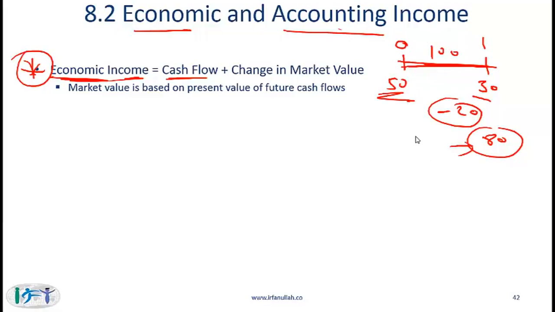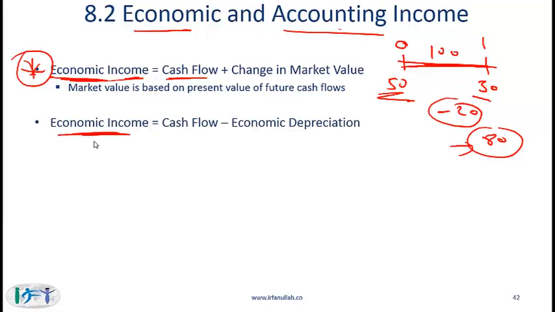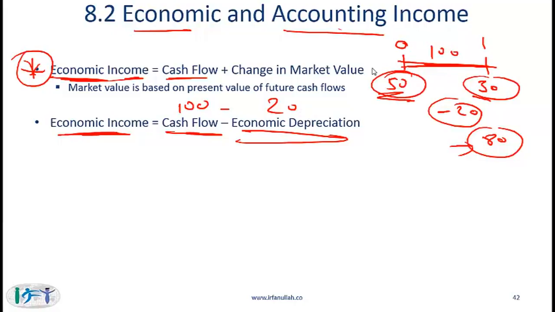That is economic income. The other way of expressing the same concept is to say cash flow, which is 100, minus economic depreciation. Economic depreciation in our example is 20. This is the actual economic depreciation. What do we mean by economic depreciation? It is the change in market value. But the subtle distinction here is when we talk about depreciation, if the market value went from 50 to 30, then the depreciation is 20. So these two are exactly the same formula, just the plus minus is different because whenever we say change in value, it is end value minus beginning value. When we say depreciation, it is beginning value minus end value. So it is the same formula. You can pick which one you prefer and use it.